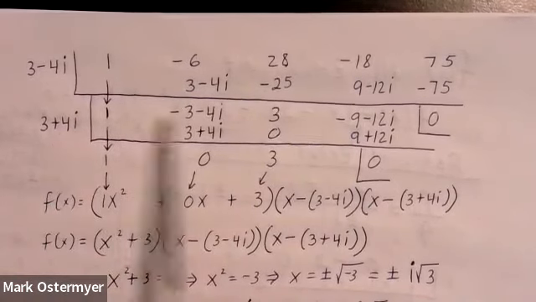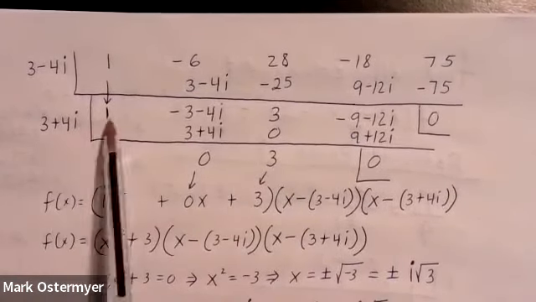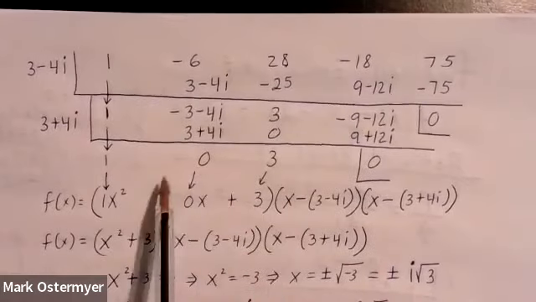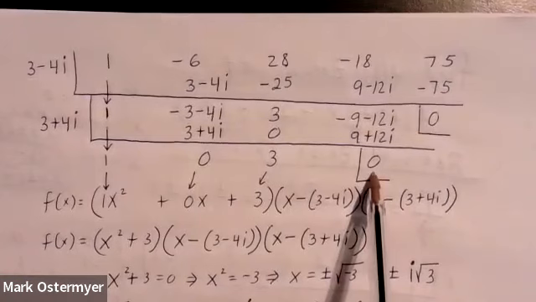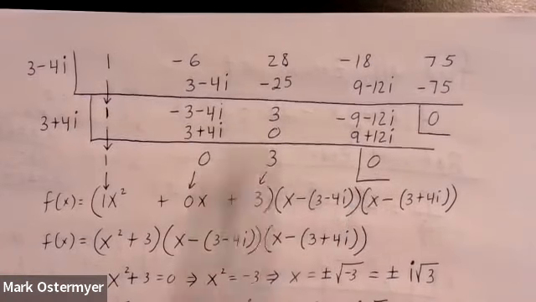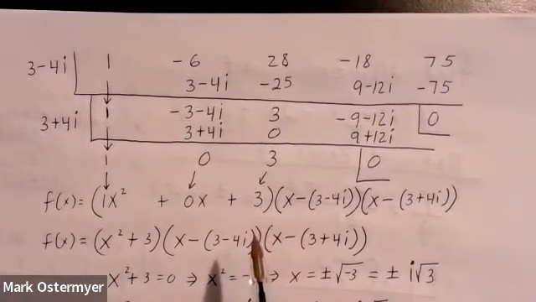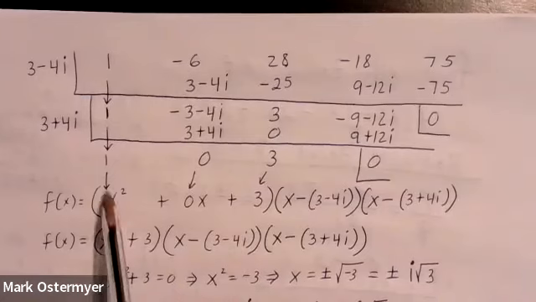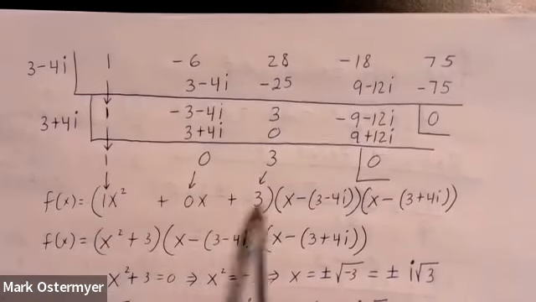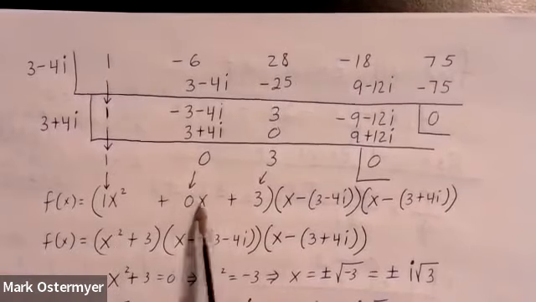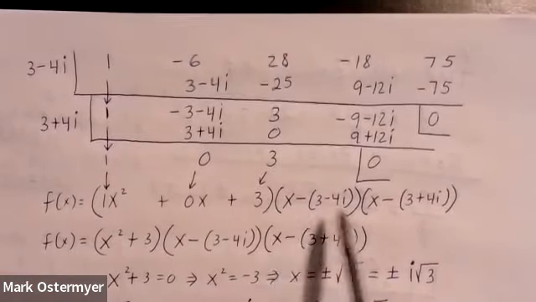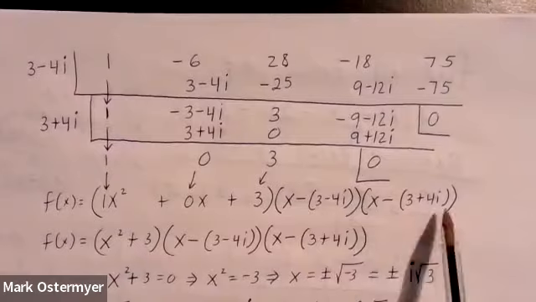I picked up where I left off, and I divided 3 plus 4i into what remains. And when I do that, lo and behold, I do get a 0 remainder again, because this is also a zero. Now, ladies and gentlemen, I've done 2 divisions. And so now we got our 4th degree polynomial knocked down to a 2nd degree. And what remains will give us what remains after doing the 2 divisions. We're left with 1x squared plus 0x plus 3 times these linear factors according to the factor theorem.